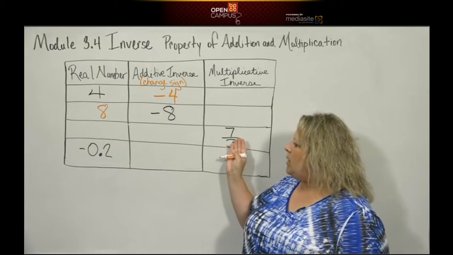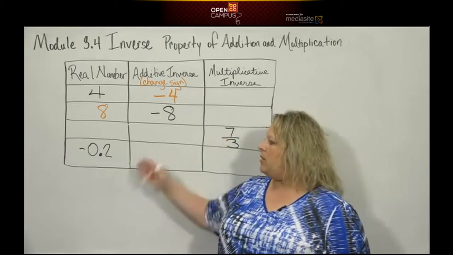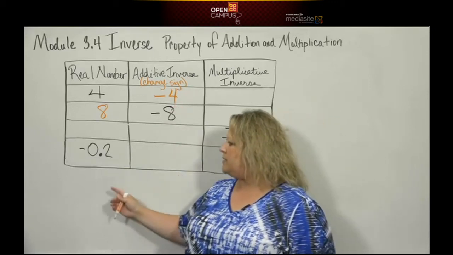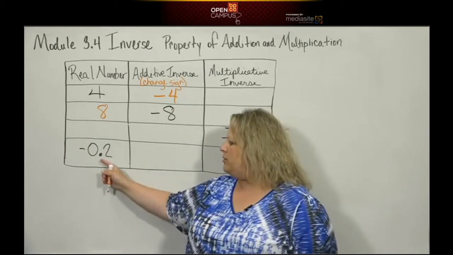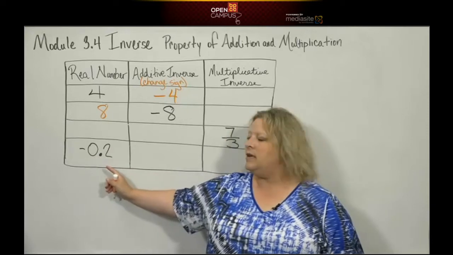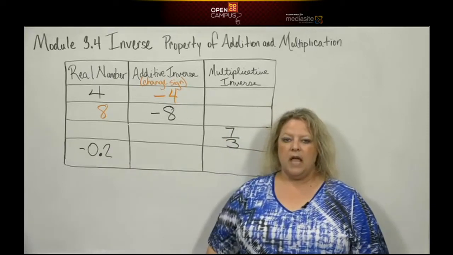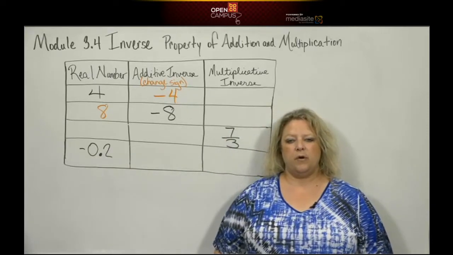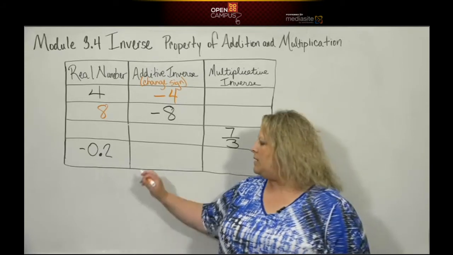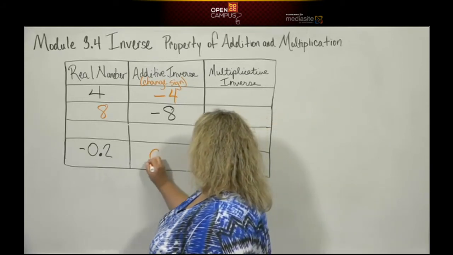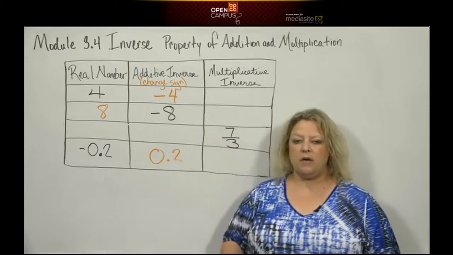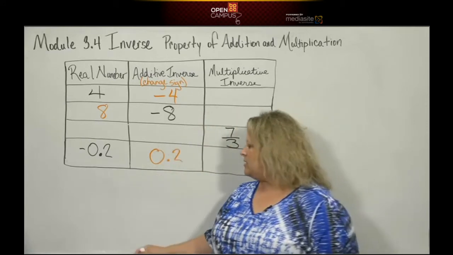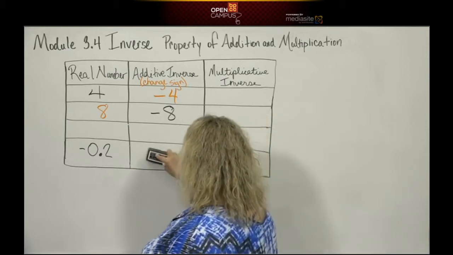Now, we'll skip this for just a minute. We're going to focus on our additive inverses, and then look at our last one. We have -0.2, which is read -2/10. And if I want his additive inverse, what would he be? That's right. It would be +2/10.